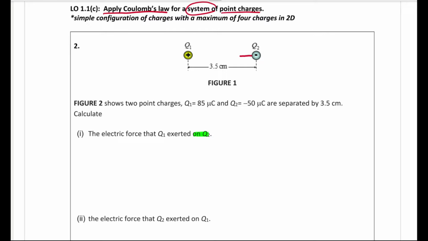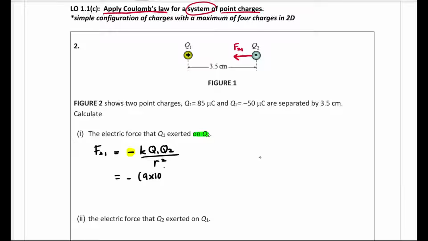So Q2 kita adalah negative, so negative will be attracted to positive charge. F21. Okay, so F21, direction dia apa tadi? Negative, because to the left. Kita lukis tadi direction dia adalah to the left. Okay, and the formula is K Q1 Q2 over R squared. So now you substitute negative.